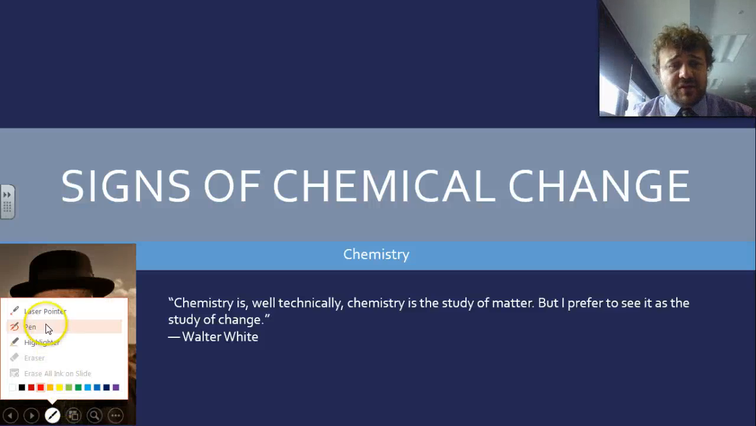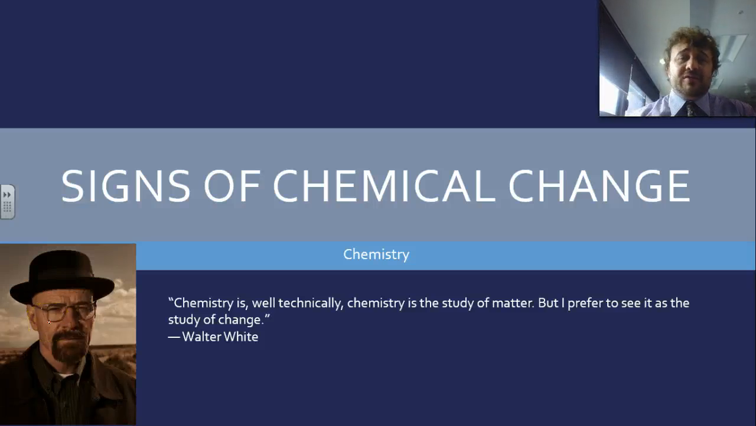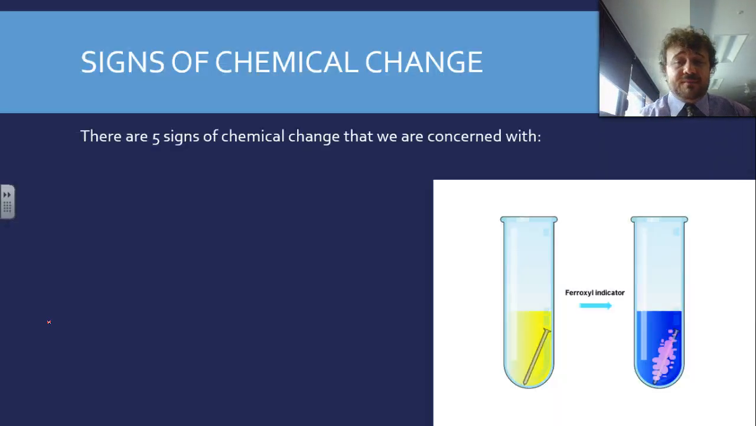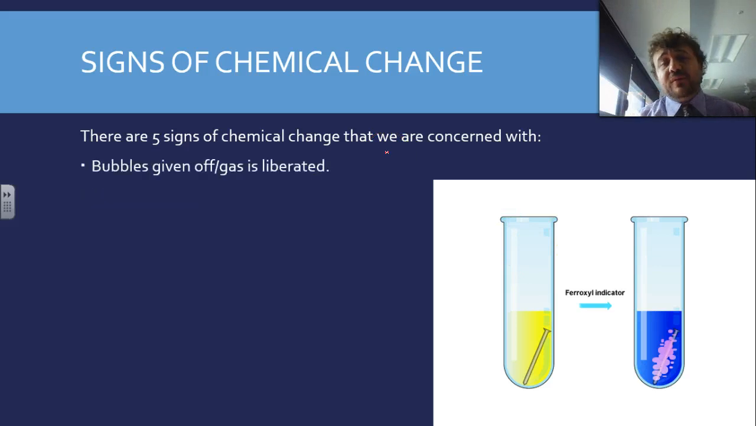Alright, so today we're going to look at how we know a chemical reaction has happened, and we call these the signs of chemical change. There are 5 signs that we're concerned with, and we can actually see 2 of them in this diagram right here. We'll look at all of these in step as observations and conclusions we can draw from that. So the first one is that bubbles are given off or a gas is liberated.